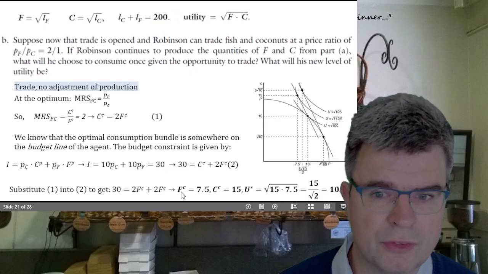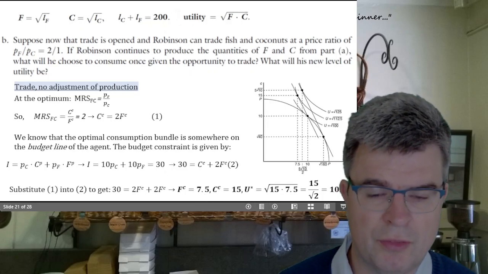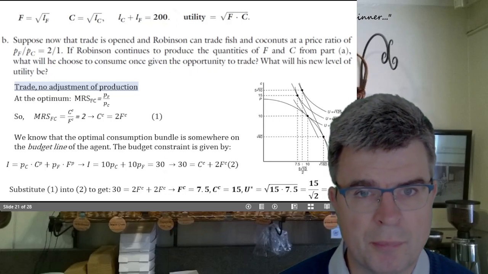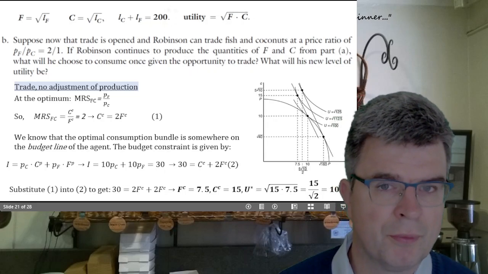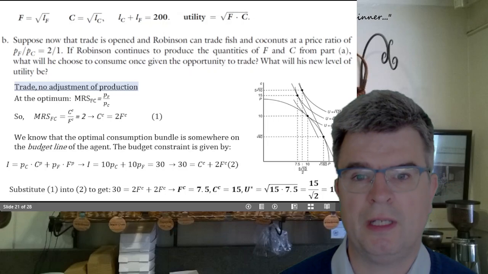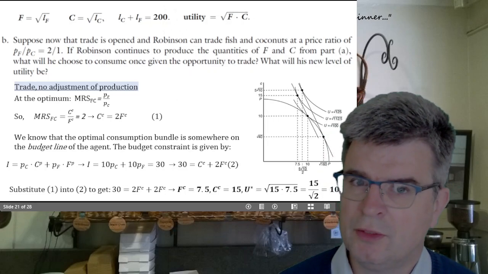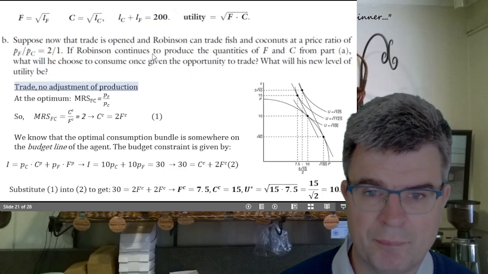We solve for the consumption of fish, and we get that in equilibrium, Robinson will consume 7.5 fish and 15 coconuts. And his total utility will increase from 10 to about 10.61. So Robinson benefits from trade. But is that all? No, that isn't all, because Robinson can do even better.